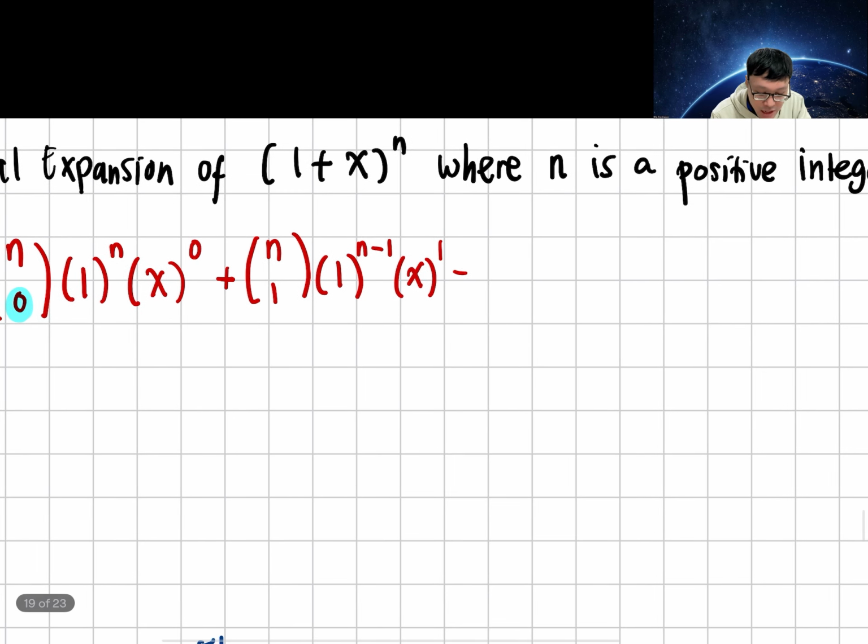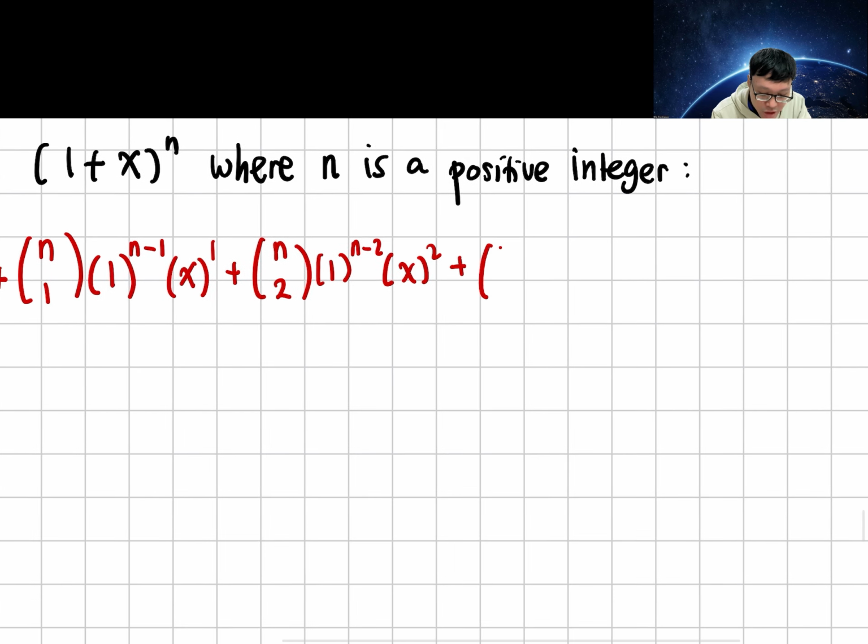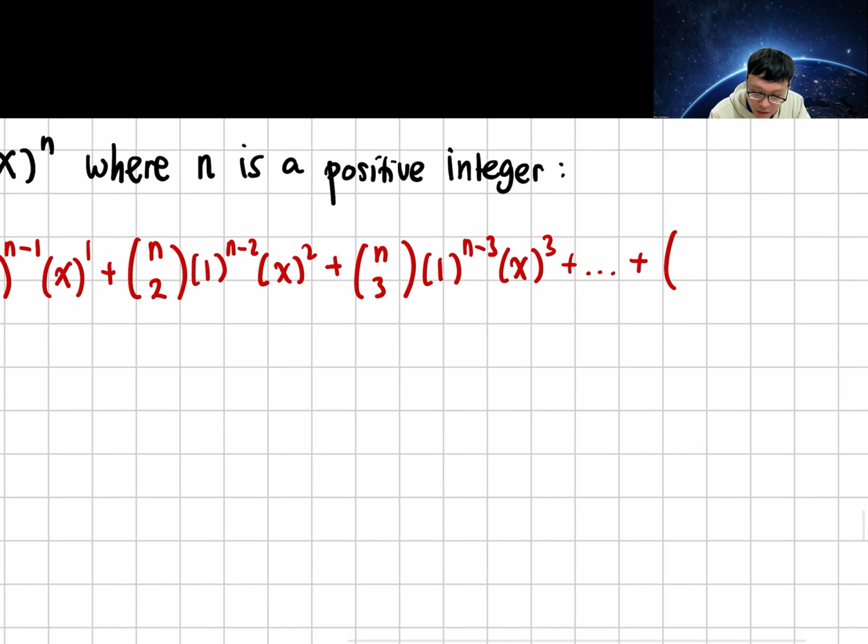And you keep doing that for the next term, which is n choose 2, and then 1 exponent n minus 2, x squared. And then you get n choose 3, and then 1 exponent n minus 3, x cubed. And you keep doing that until you get n choose n, and after that 1 exponent 0, and then x exponent n.